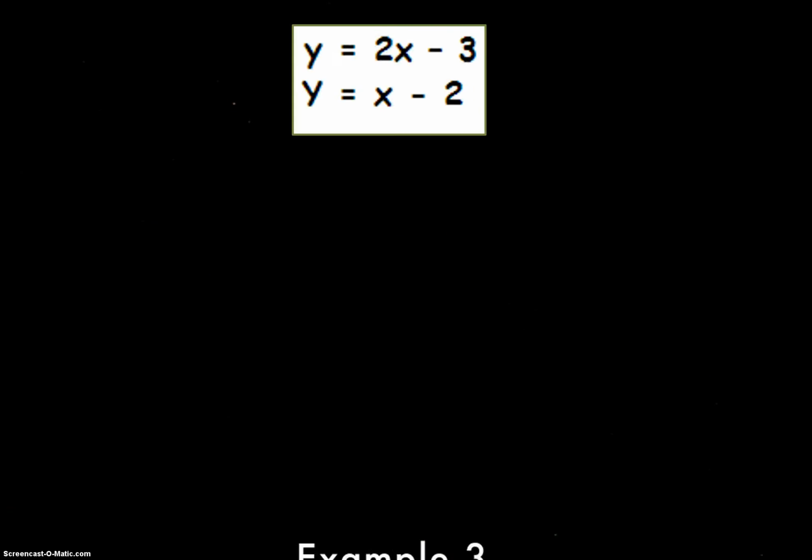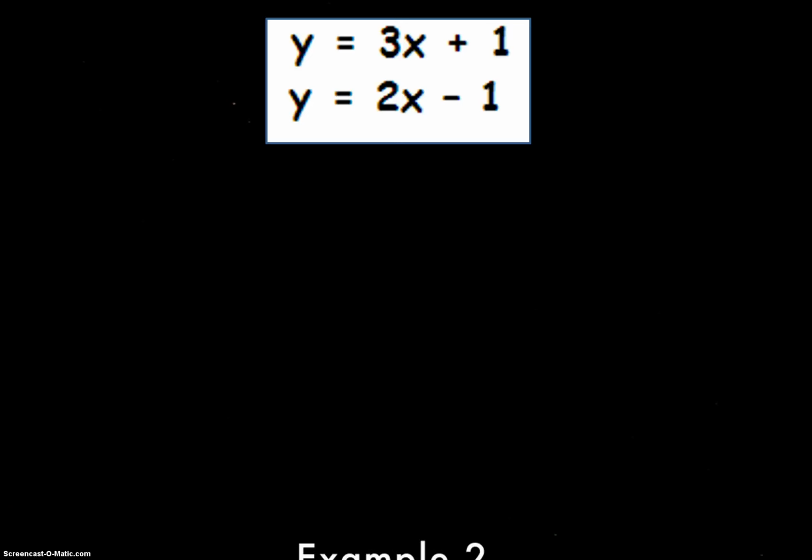All right, lovelies. This is the next example here. If this is a system and we wanted to solve it, notice that y is the same as y. So if you have y equal to each other, you can then set what they're equal to each other. So I'm going to start by writing down 3x plus 1 is equal to 2x minus 1.